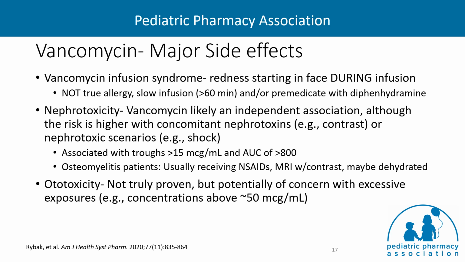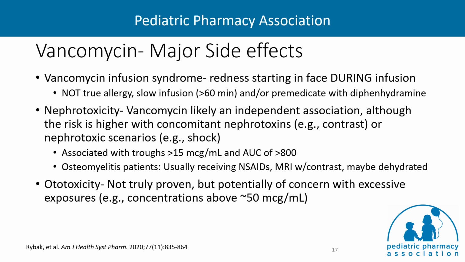And then the other one that we're really worried about is nephrotoxicity. There's some decent literature out there that it's an independent association with nephrotoxicity, although it has historically been debated as to its independence from other factors. But we do know for sure that the risk is even higher with concomitant nephrotoxins, like the contrast we talked about with the MRI, or other nephrotoxic scenarios like shock or pressors. There are also trough concentrations greater than 15 and AUC greater than 800 as possible predictors of AKI or putting them more at risk.